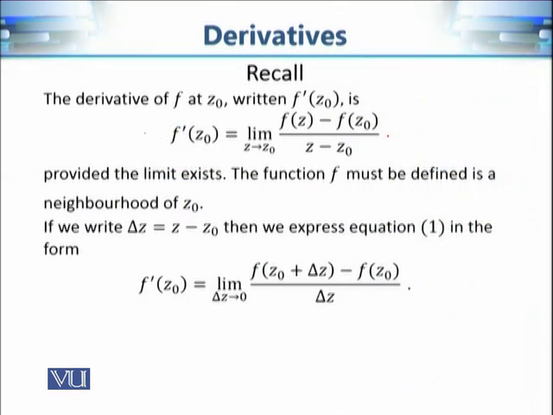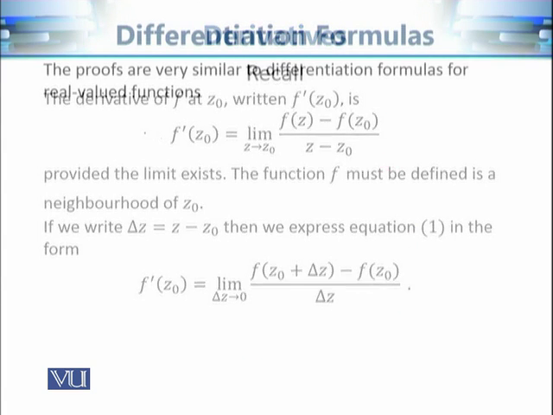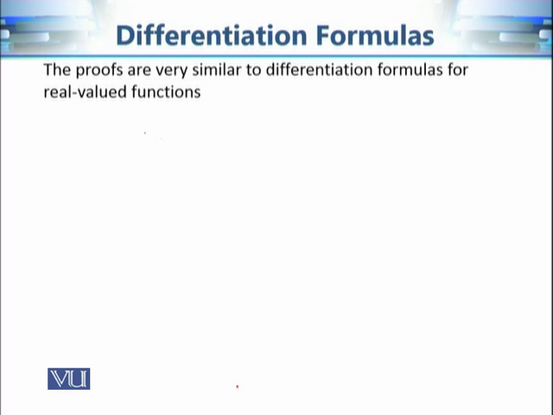Now, recall how we defined the derivative of a complex valued function. We defined it in this way, or equivalently, the derivative is given in the following way. So, the proofs once again are very similar to the differentiation formulas for real valued functions. Now, let's begin with our first property.